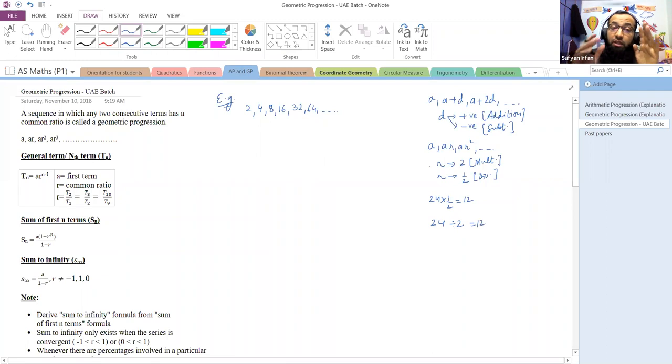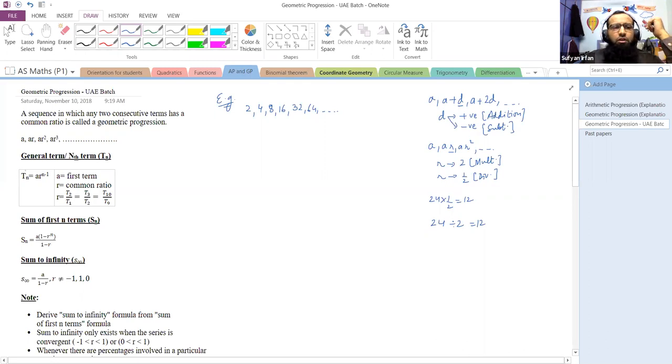So addition and subtraction is covered in AP, arithmetic progression, and multiplication and division is covered in geometric progression. But the thing is that we multiply R just like we used to add D. This means in geometric progression, every subsequent term is obtained by multiplying a certain ratio to the previous term, right? So multiplication and division is GP, addition and subtraction is AP. Now we have different formulas for AP. Similarly, we have different formulas for GP.